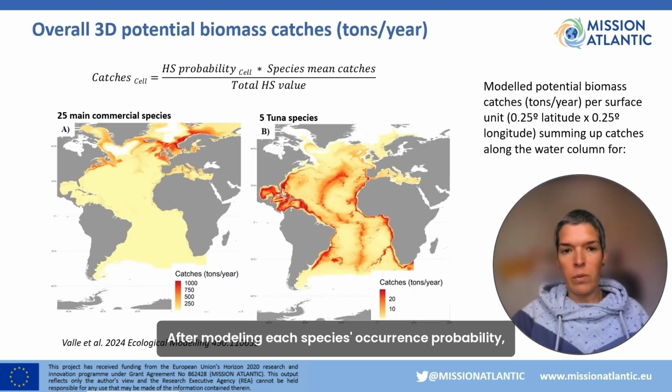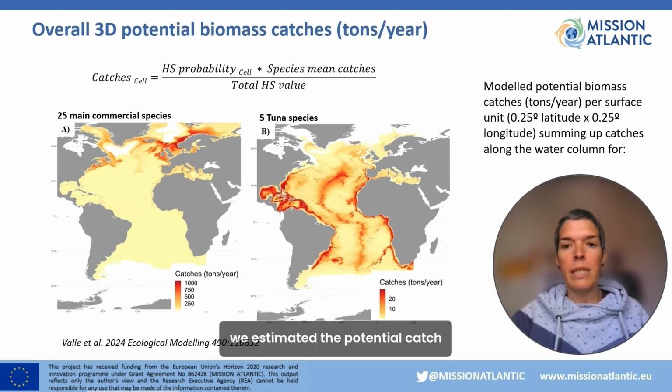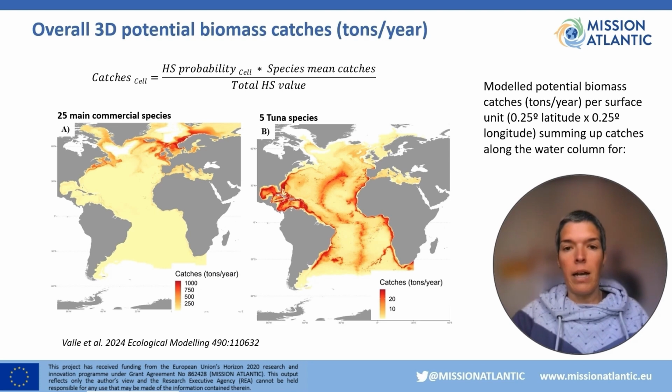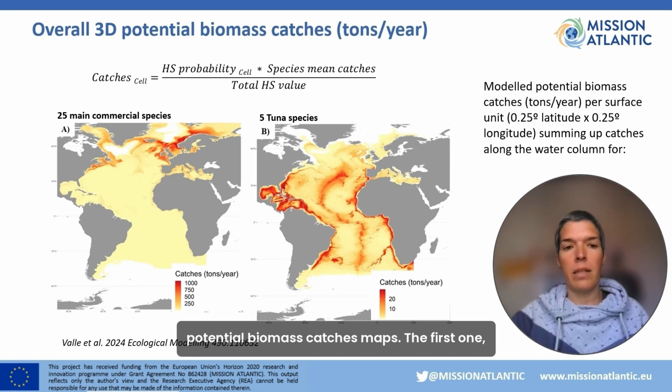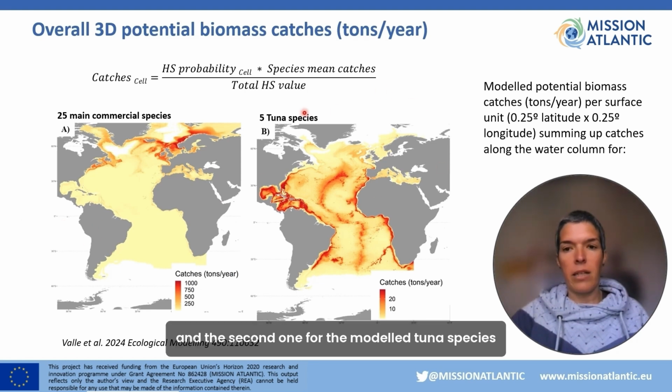After modeling each species occurrence probability, we estimated the potential catch biomass based on that probability, and we generated these two overall potential biomass catch maps. The first one for the main commercial fish species and the second one for the modeled tuna species.